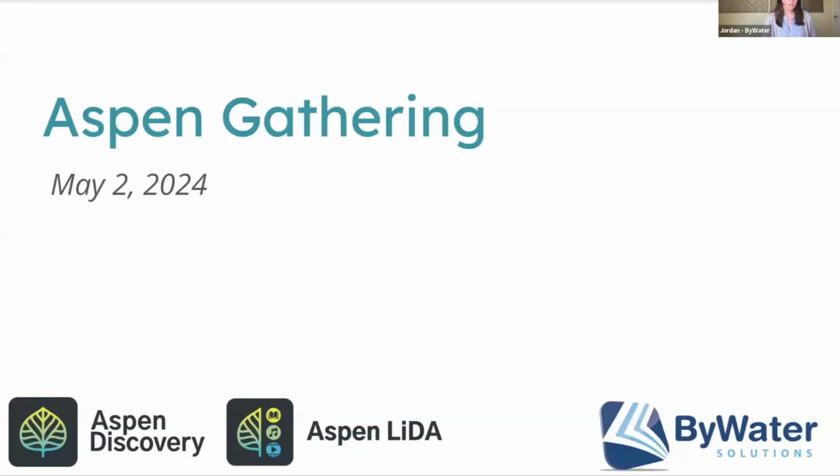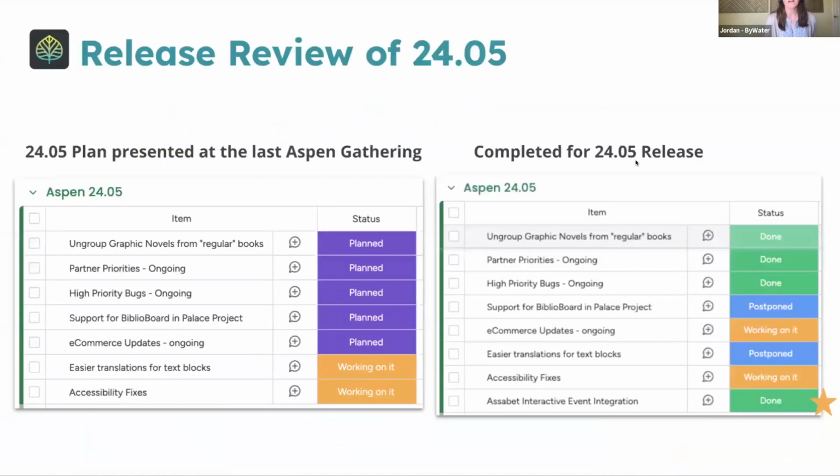So, for those of you that are here every time, you know this is a normal part of our agenda. This is where we talk about what our plan was for this current release and how well we met the plan, and then talk about what we're going to do for the next release. This is our chance to be transparent to you and let you know how well we're meeting the goals that we're setting. So, on the left is the plan that we shared at the last Aspen gathering, and then on the right is what we were able to get done this month.